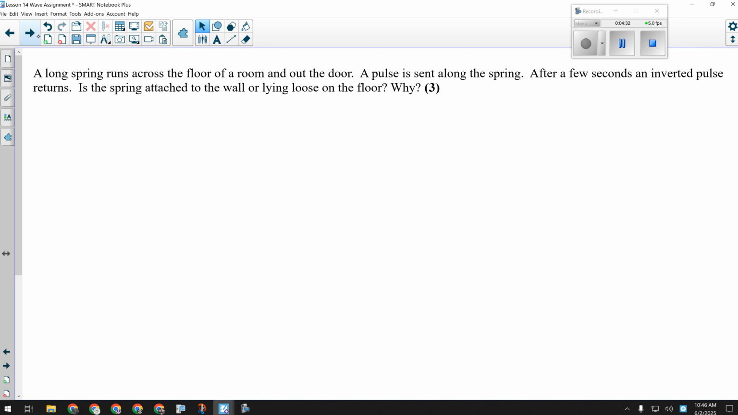A long spring runs across the floor of a room and out the door where you cannot see the end of it. A pulse is sent along the spring. After a few seconds, an inverted pulse returns. Is the spring attached to a wall or lying loose on the floor? Attached to a wall. If it was lying loose on the floor, the wave would go from the slinky into the air, which is less dense, and it would be easier for it to travel. You'd get an upright reflection coming back. Because an inverted reflection came back, that meant it was attached to something more dense, like a wall.